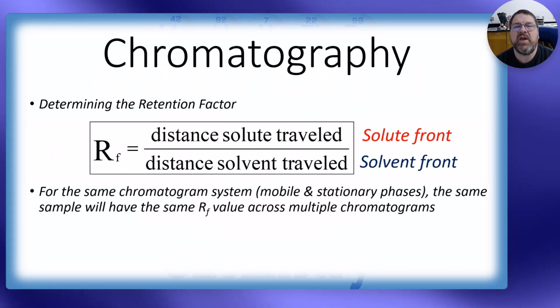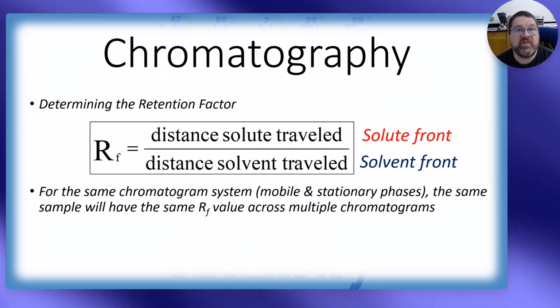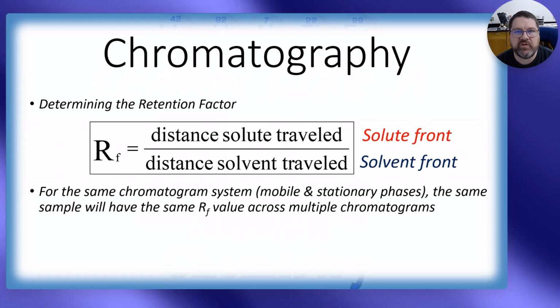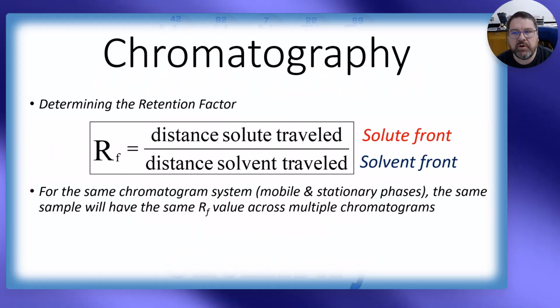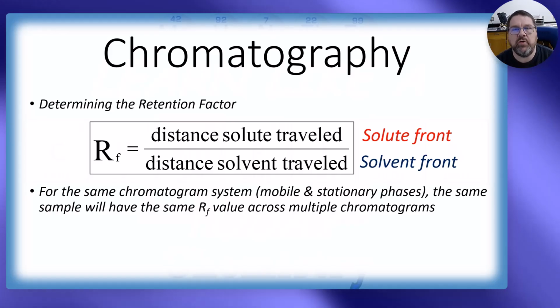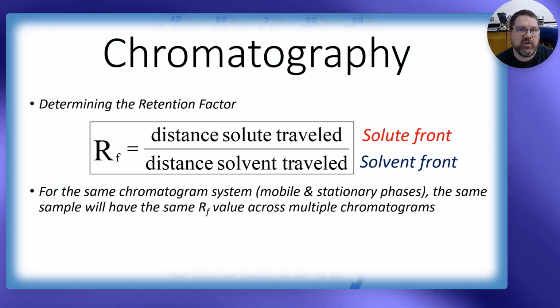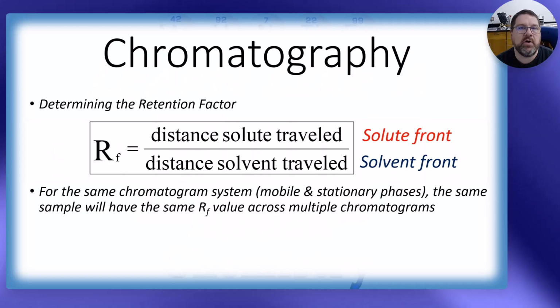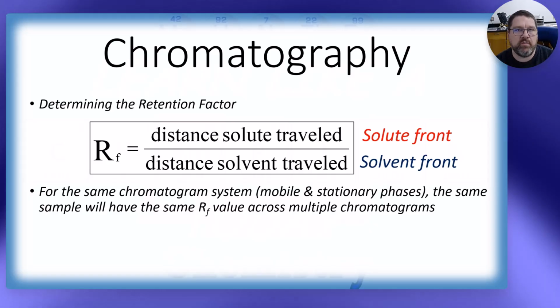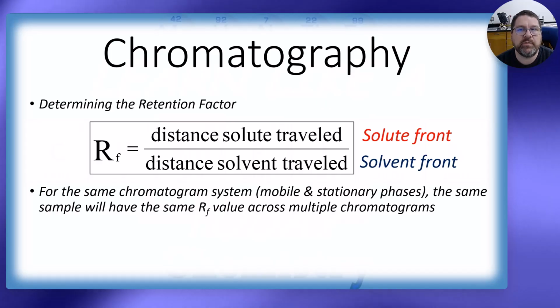And so if you have the same chromatographic system set up, meaning you're using the same solvent, same temperature, same type of stationary phase, then when you reproduce that study or you test another sample, as long as those conditions are the same, then you should have the same RF value across multiple trials and multiple days that you're doing these. And so thereby you can use that for identification purposes.